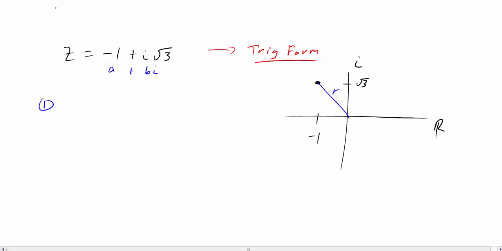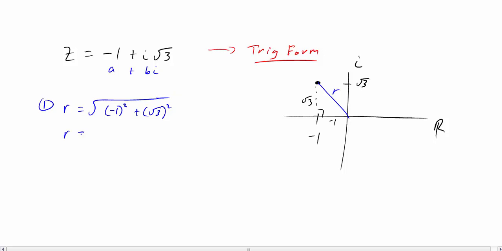Well, again, that's just going to be using our Pythagorean theorem, because we know this is -1, this is the square root of 3. So then r is equal to the square root of -1 squared plus the square root of 3 squared.